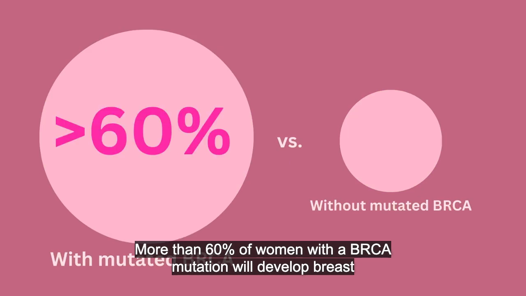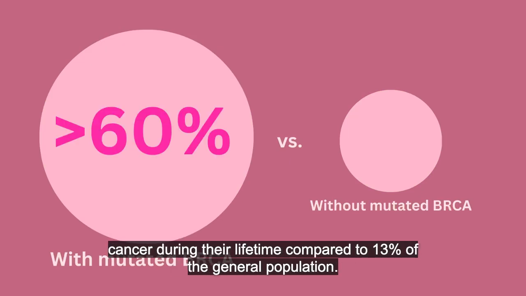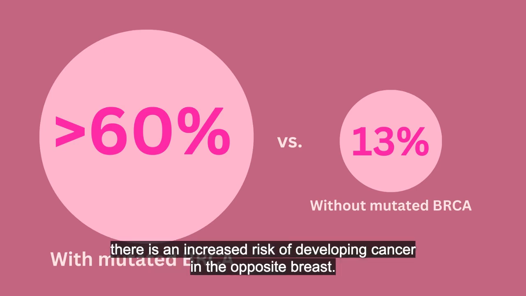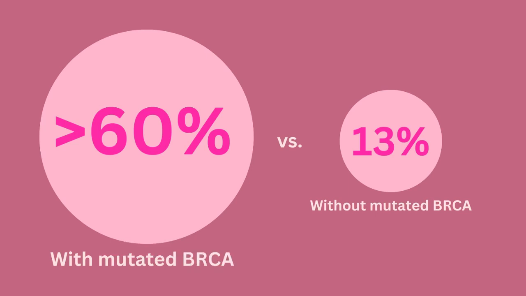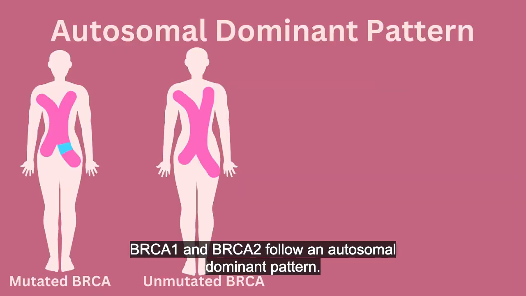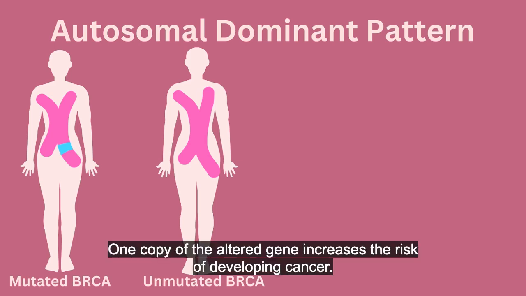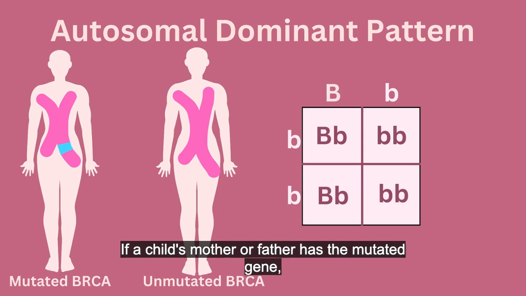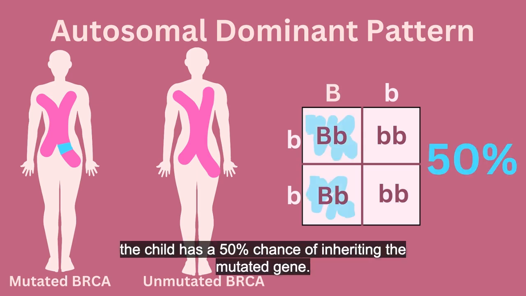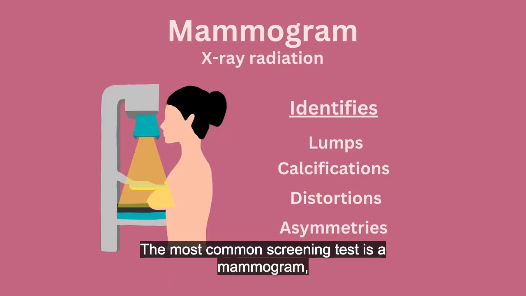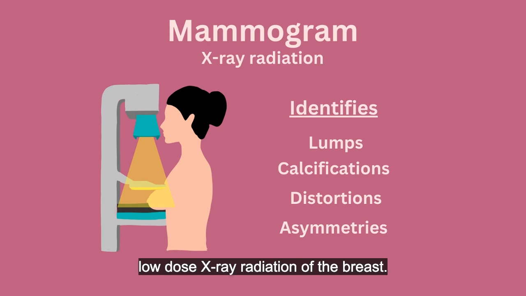More than 60% of women with a BRCA mutation will develop breast cancer during their lifetime, compared to 13% of the general population. If one breast has developed a tumor, there is an increased risk of developing cancer in the opposite breast. BRCA1 and BRCA2 follow an autosomal dominant pattern. One copy of the altered gene increases the risk of developing cancer. If a child's mother or father has the mutated gene, the child has a 50% chance of inheriting the mutated gene.